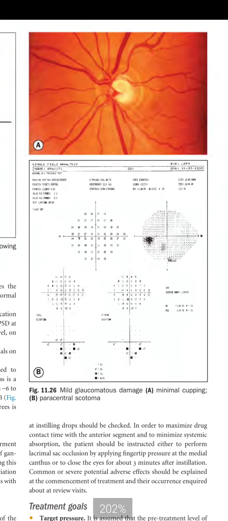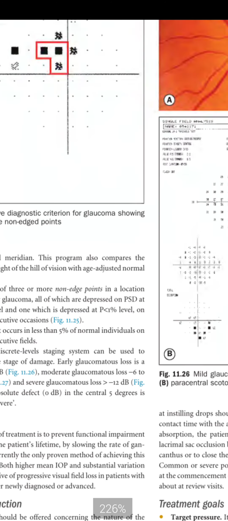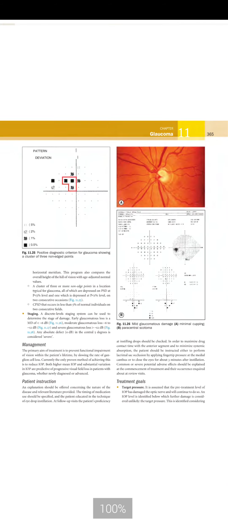So if it is worse than -12, it is very severe or bad. And this is showing the mild glaucomatous damage. A is minimal cupping and B is showing paracentral scotoma. Here is a scotoma. Management.